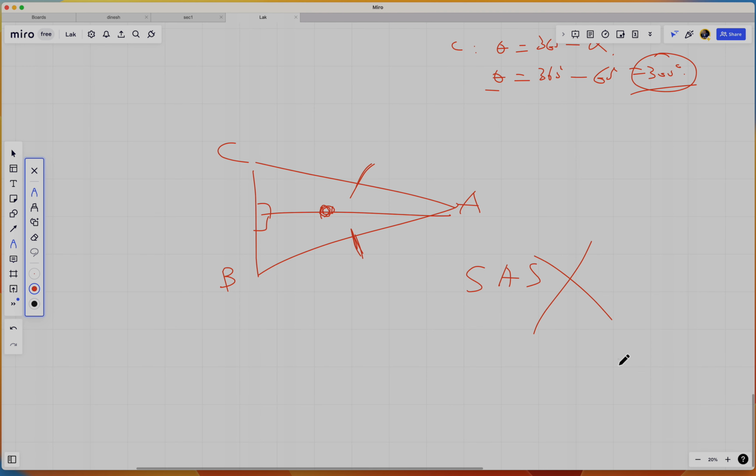Wrong. Do you know what SAS is? Side, angle, side. This is angle, right? This is side, right? But this angle is not sandwiched between these two sides, so you cannot use SAS. You have to prove that these two angles are the same. SAS means the angle is sandwiched, but this angle is not sandwiched by the two sides that you are using. Oh, so it's ASS.